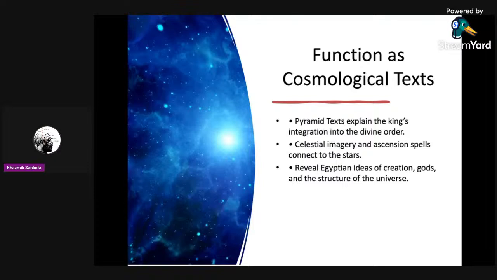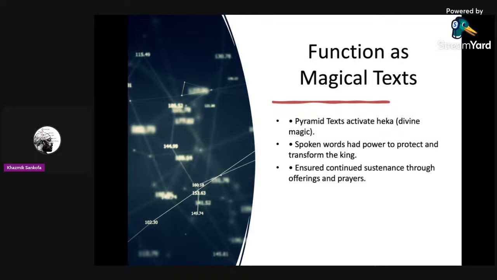It reveals Kemetic ideas of creation, the gods, and the structures of the universe, right? Now, the pyramid texts activate Heka. So when we look at Heka, remember, Heka is magic, so to speak, our mantra, right? And the idea is that mantra activates certain energies inside the universe, right? And then those energies can be activated within the self to assist one in becoming a divine being, right? And so the idea of activating Heka, in the Kemetic conception, is to make one like the gods, right? This is the activation.